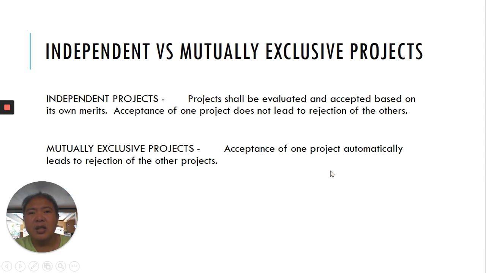Now let us first go to independent and distinguish that from mutually exclusive projects. We're talking about various options or investment proposals that the company may have. If those are independent projects, say there are three projects on the table, if we accept project A, it doesn't mean we will reject B or C. Each project will be considered and evaluated independently, based on its own merits. When you say mutually exclusive projects, if we accept A, that only means we will reject B and C. That's the difference between independent projects and mutually exclusive projects.